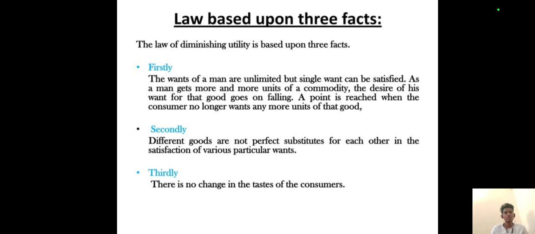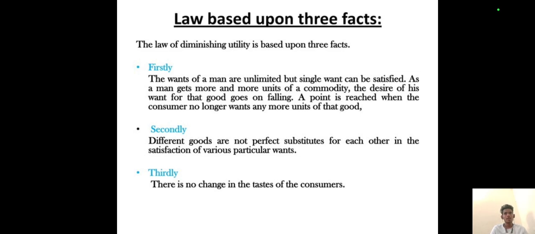The law is based upon three facts. Firstly, the wants of a man are unlimited, but a single want can be satisfied. As a man gets more and more units of a commodity, the desire for that good goes on falling. A point is reached when the consumer no longer wants any more units of that good.